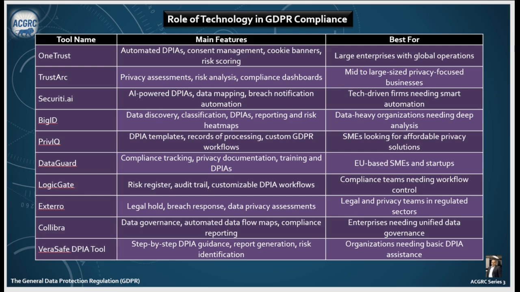We have tools like OneTrust, TrustArc, Securiti, BigID, PrivIQ, DataGuard, LogicGate, Exterro, Collibra, Verasafe. Well, the main features are listed and also what they are the best fit for. You can have a look into this. You can pause the screen and look at what you are currently looking for, pick a tool and test it out. If you already have these tools, you can look at other tools and see if there is any tool which you might want to replace or use as a new tool to complement your existing structure. Hope these tools help you in your strategy.